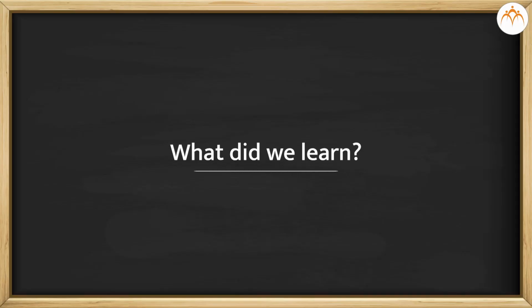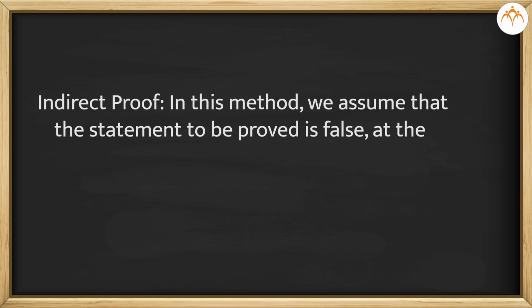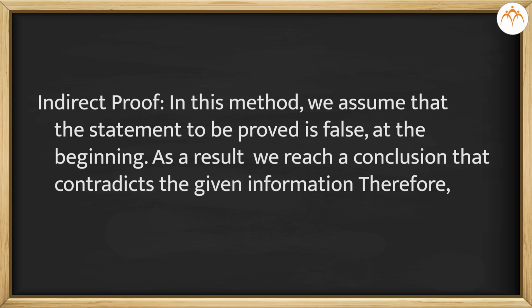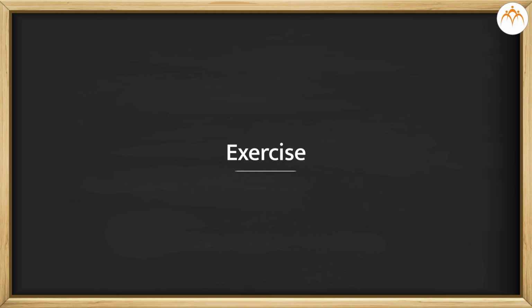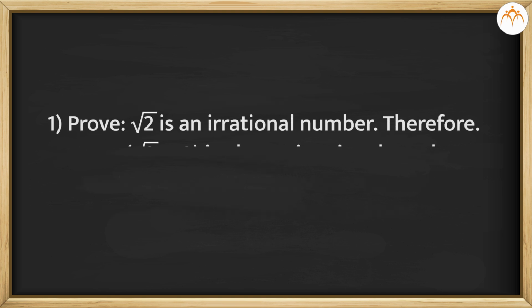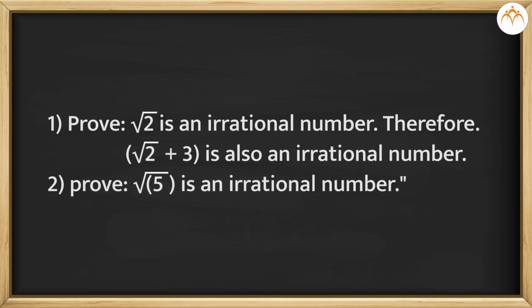What did we learn? Indirect proof. In this method, we assume that the statement to be proved is false at the beginning. As a result, we reach a conclusion that contradicts the given information. Therefore, it is accepted that the statement is true. Exercise: 1. Prove root 2 is an irrational number. Therefore, root 2 plus 3 is also an irrational number. 2. Prove root 5 is an irrational number.